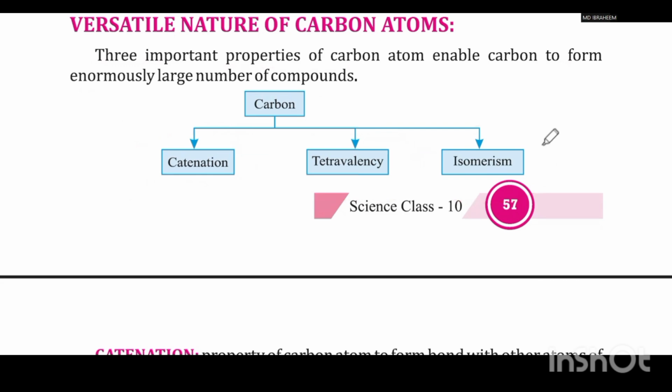If, my dear students, someone asks why carbon is forming such a large number of compounds, then you will answer: the first reason is catenation, the second reason is tetravalency, and the third reason is isomerism. You want to know about catenation, tetravalency, and isomerism in detail? Let's start. But remember, carbon is forming such a large number of compounds due to catenation, tetravalency, and isomerism. We'll discuss in detail now.